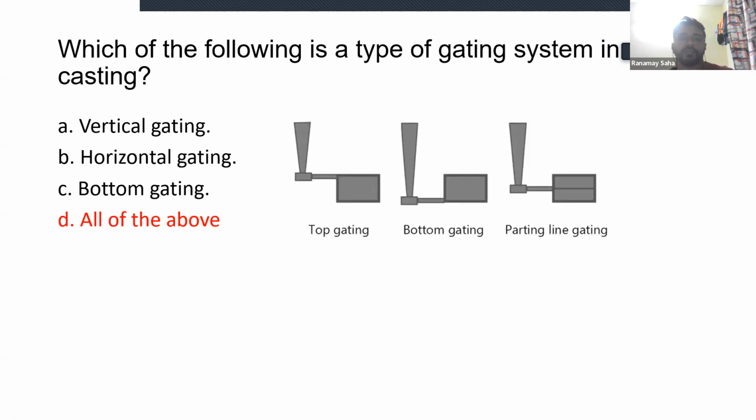So now it says, which of the following is a type of gating system in casting? Of course, all of them are gating systems: vertical, bottom, horizontal. Okay, so horizontal is nothing but the parting line gating, in other words.